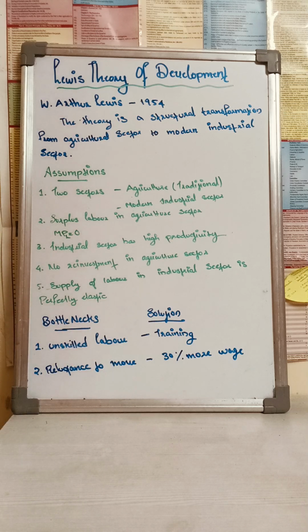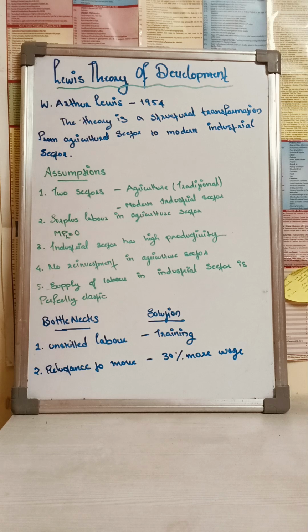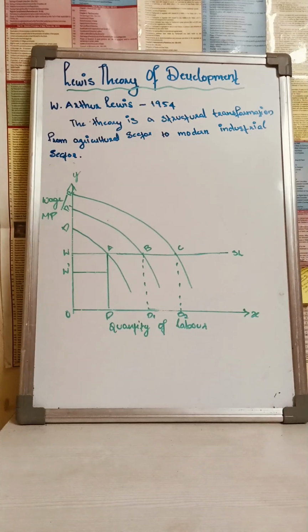The second bottleneck is the reluctance to move. People in the agriculture sector are too attached to their rural lifestyle. They will not be interested in moving. So in order to make the surplus labor in the agriculture sector move to the industrial sector, the industrial sector is offering 30% more wage compared to the agriculture sector. Now let's see how this transformation is done from the agriculture sector to the industrial sector.